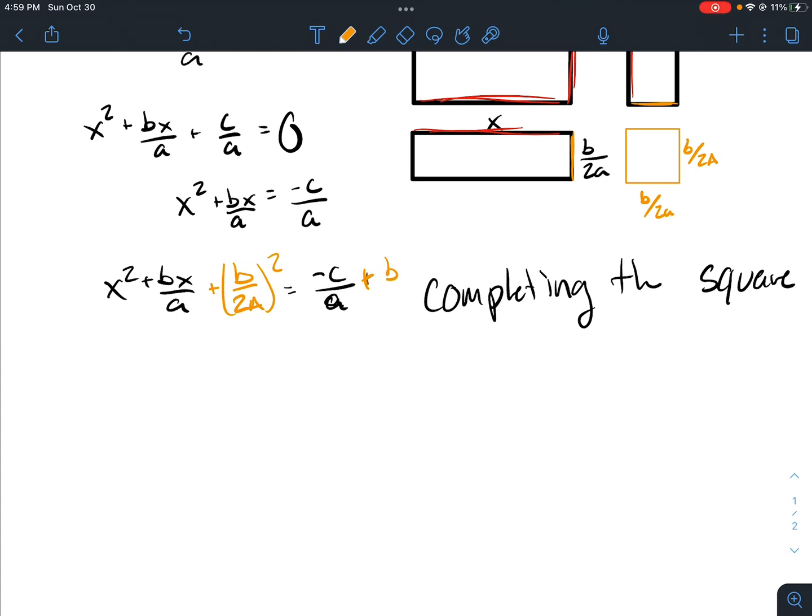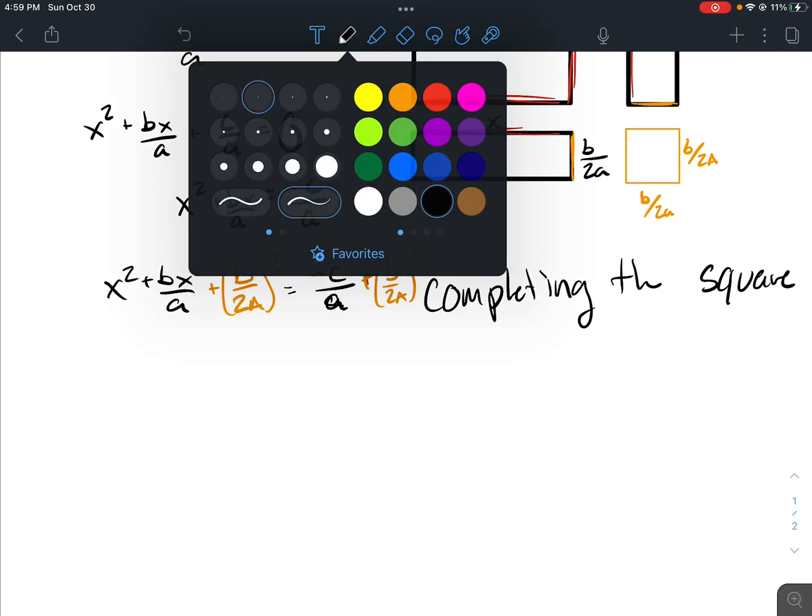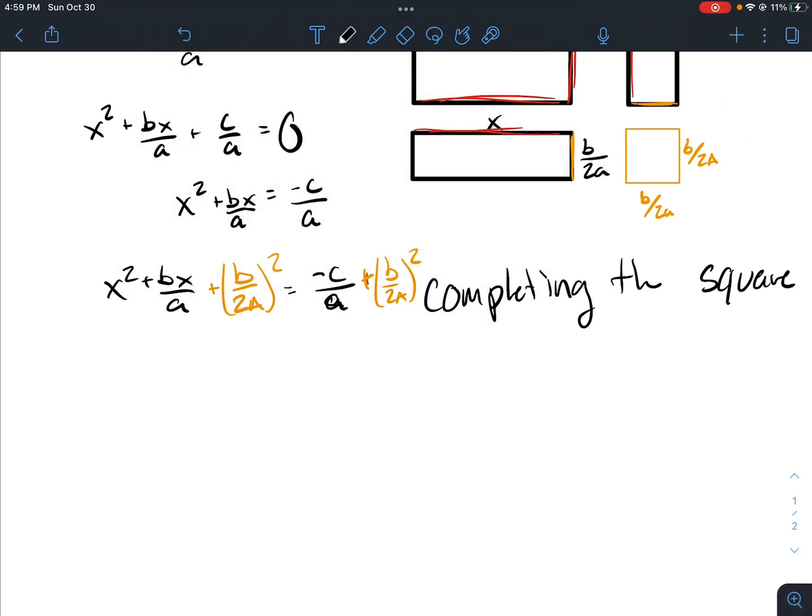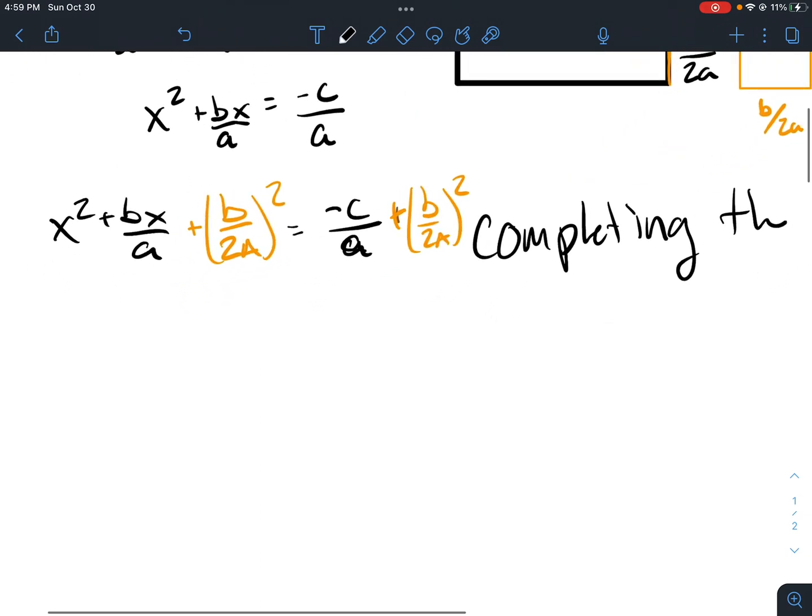So this is going to be plus b over 2a squared. All I'm doing is saying this box is now going to be in our equation. I added it to both sides, so we can mathematically do that. That's a sound mathematical thing. So what I'm going to do now is, on the right side, square this out. So I'm going to have b squared over 4a squared.